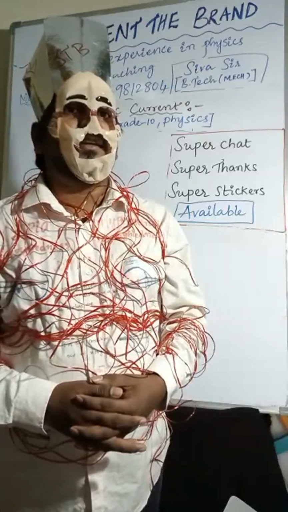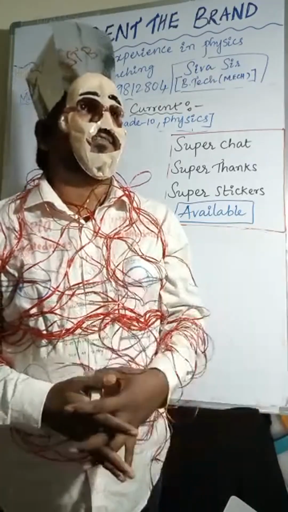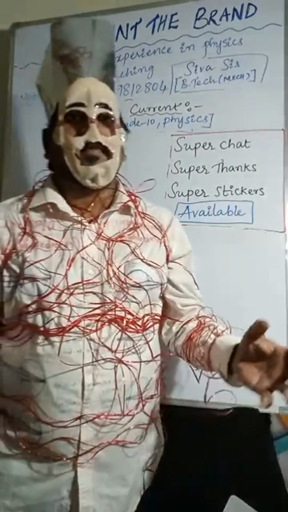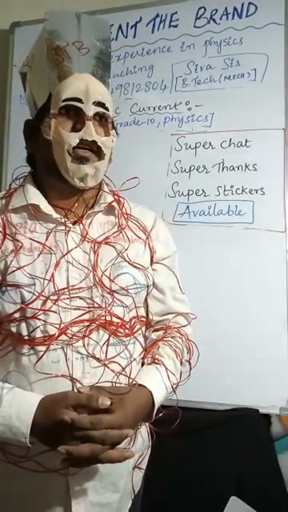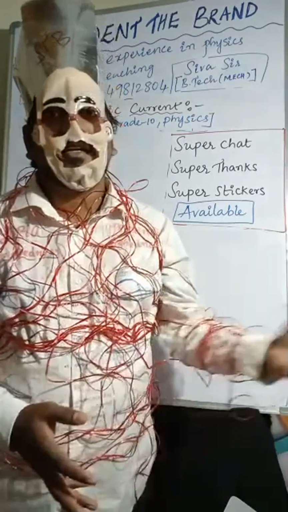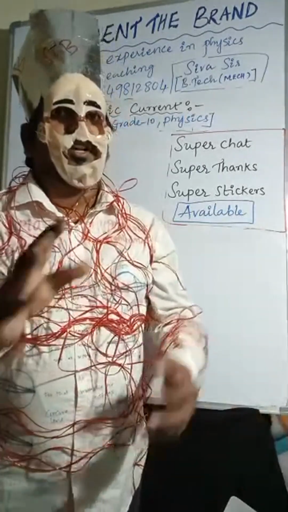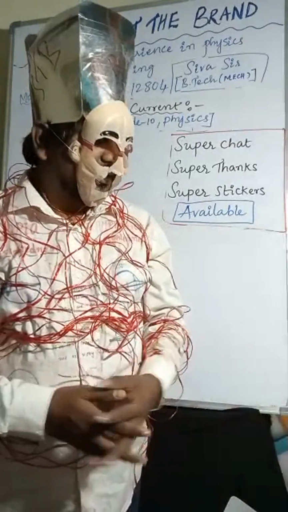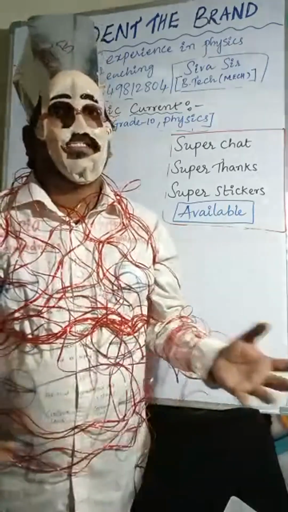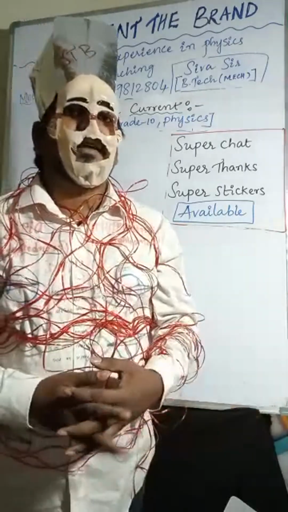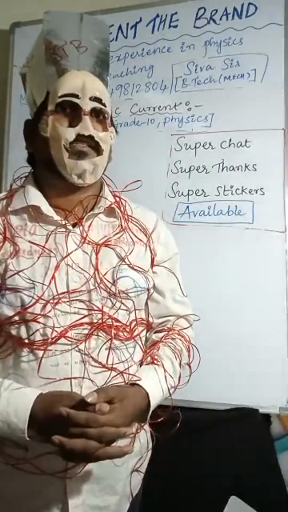The next topics were quantization of charge, then electrical appliances and electrical circuit. After that, we discussed conventional current and electric current, then potential difference and electrical potential. After that, we discussed Ohm's law. After completing Ohm's law, we looked at the factors on which resistance depends.